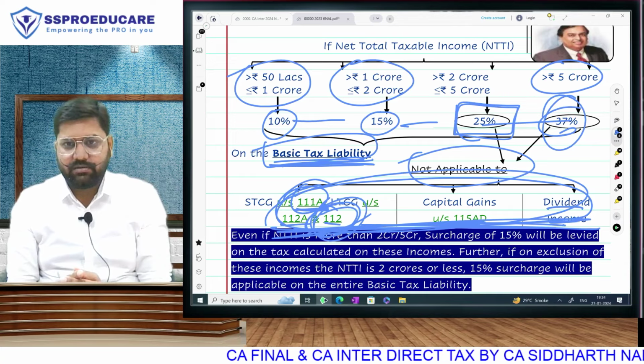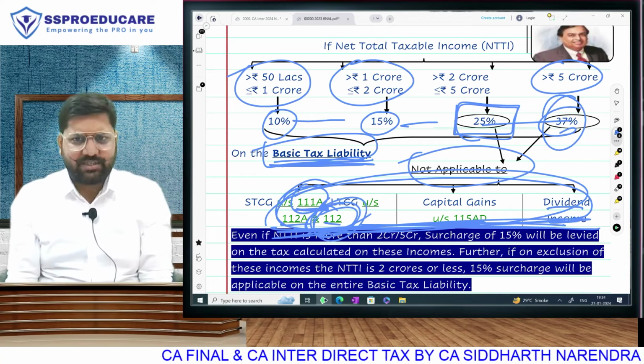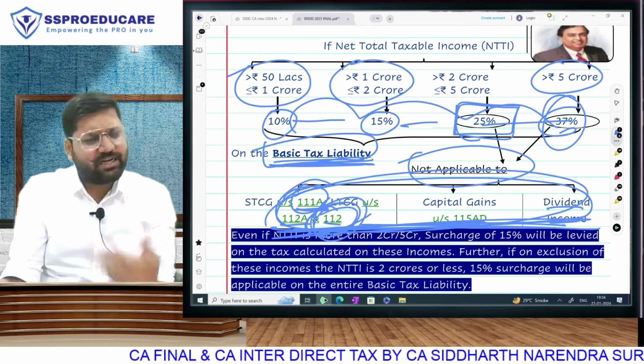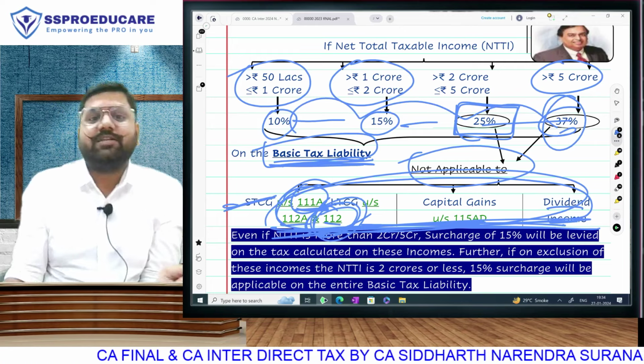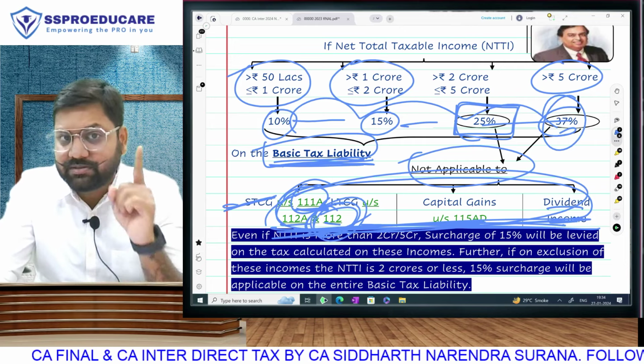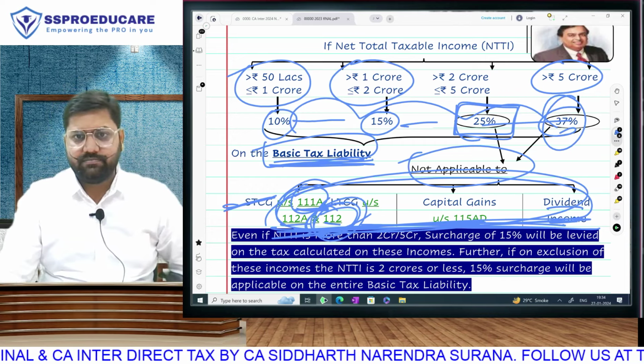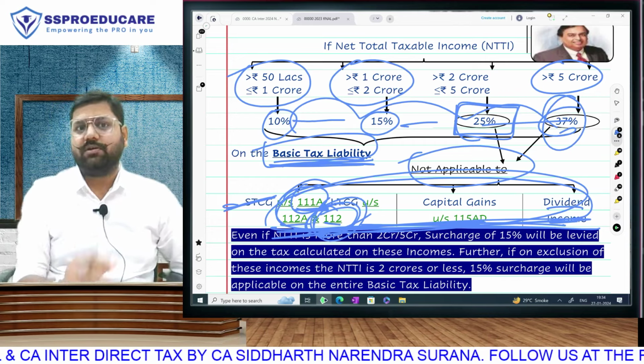This is the easy part. Whatever be my income, whatever surcharge is otherwise applicable, all 4 surcharges are applicable. But on these incomes, it will not apply. On these incomes, I will not apply 25 and 37. On these incomes, I will stop at 15. I will not apply 25. Now comes the actual confusing part.